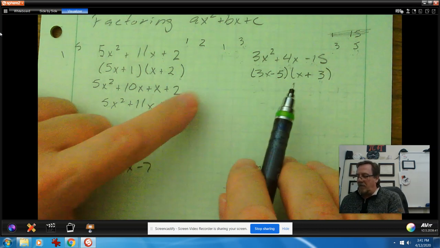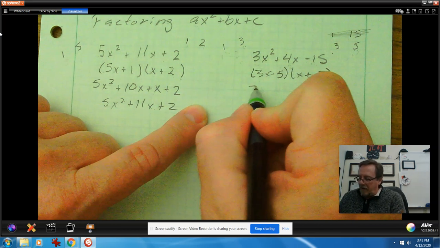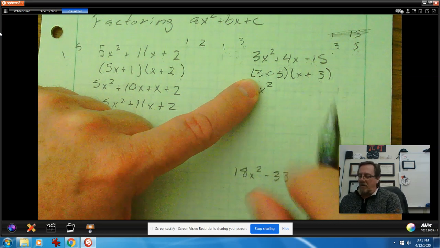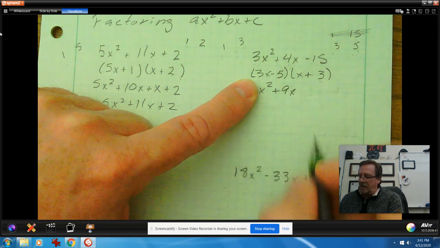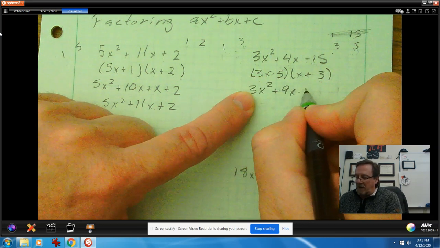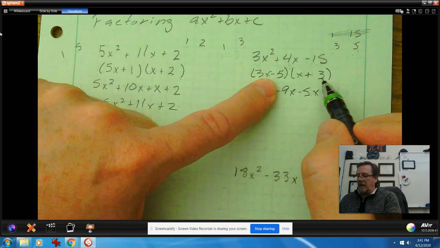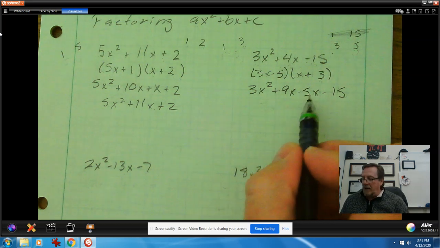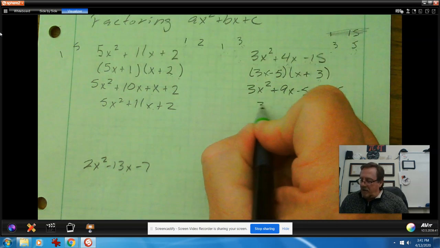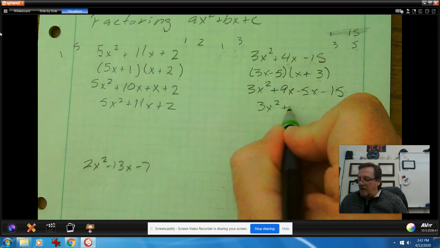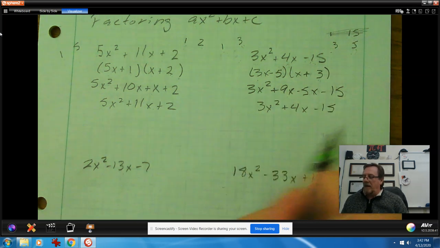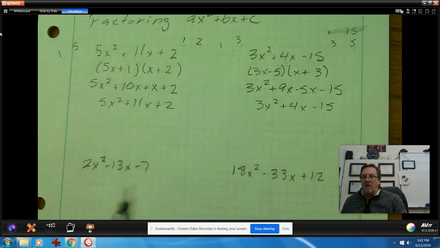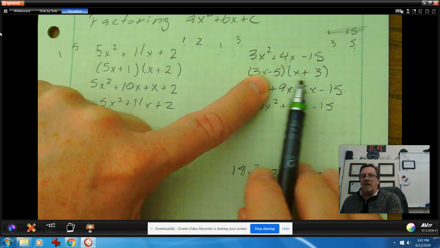Because, and watch what happens when I multiply, if I multiply this out, 3x times x is going to give me my 3x squared. But here's the important part. 3x times 3 gives me a positive 9x, and then negative 5 times x gives me a minus 5x. And finally, negative 5 times 3 is going to give me that negative 15 that I wanted. But now when I combine these like terms in the middle, notice that 9x minus 5x is going to give me a positive 4x, and that's the number I was looking for. And the only way to get that, and this is true, this is the only way I could get it, is if the negative 5 was here and the positive 3 was there.